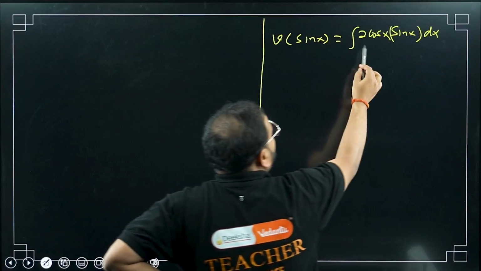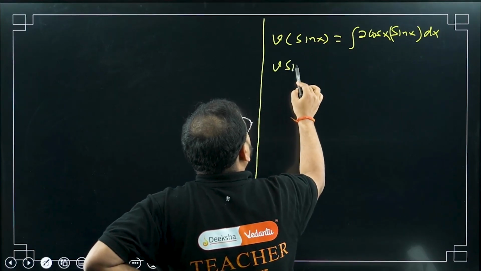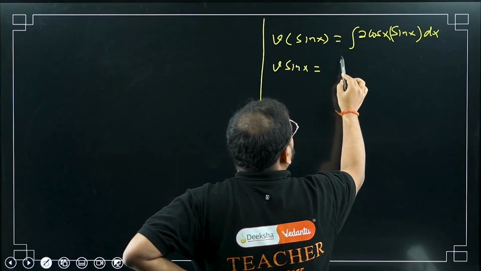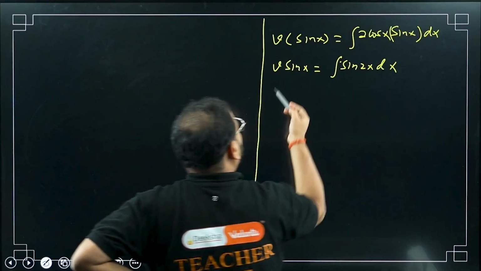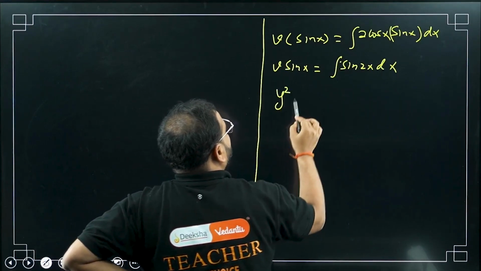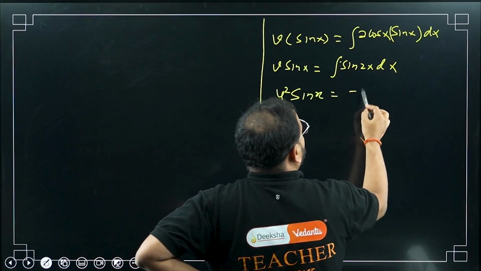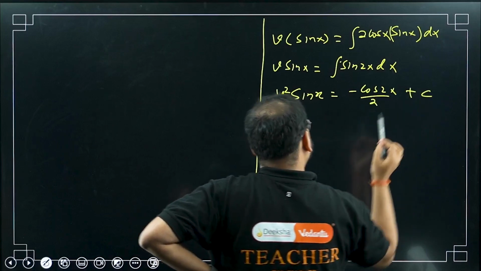Now this will become sin 2x. 2 cos x sin x is what? Sin 2x. So v sin x equals to integral of sin 2x dx. What is the v value? I'll write it back again. Y square sin x equals to, what is the integration of sin 2x? Minus cos 2x upon 2 plus c.